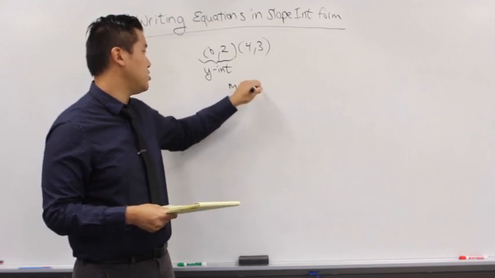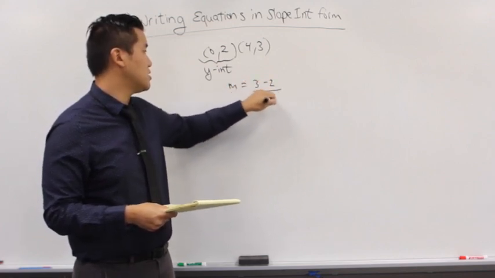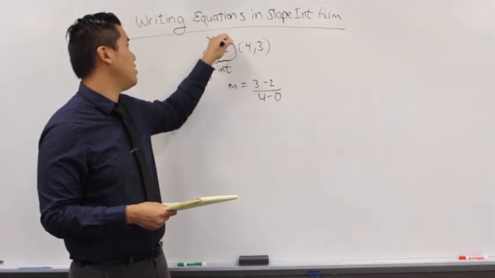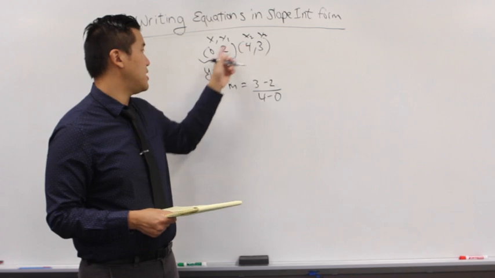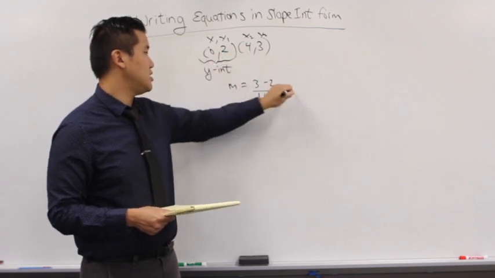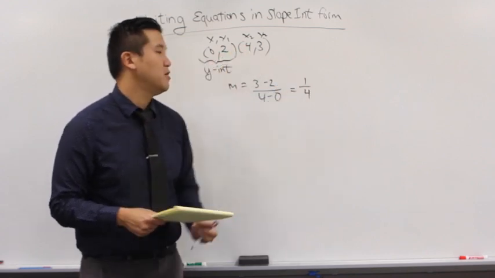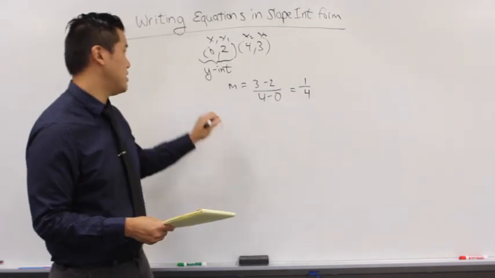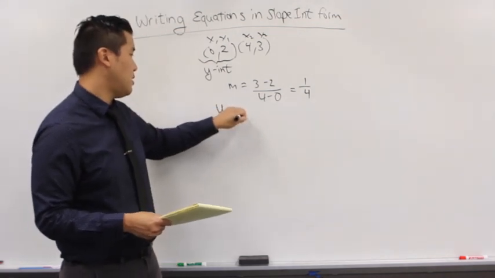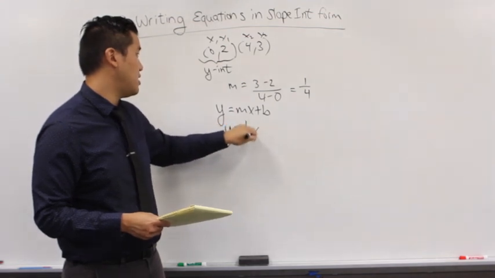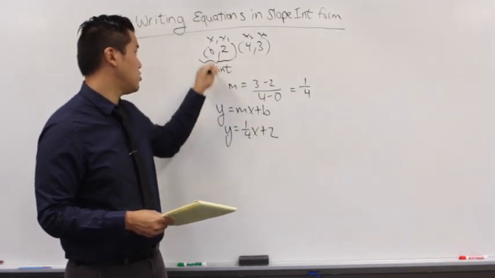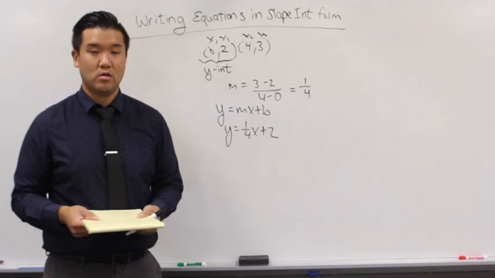We can do y2 minus y1 over x2 minus x1. So it's x1, y1, x2, y2. Take 3 minus 2 divided by 4 minus 0, so you get 1/4. That's my slope. Then we put it all together: mx plus b, y equals 1/4 x plus 2. 2 is my y-intercept.